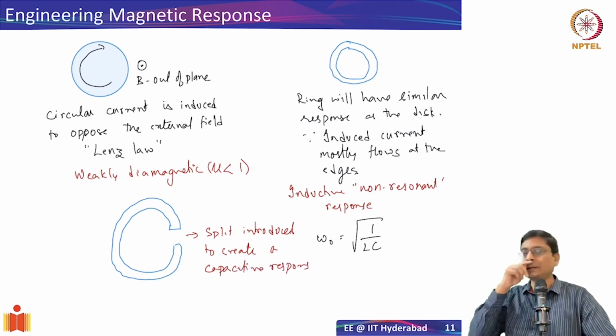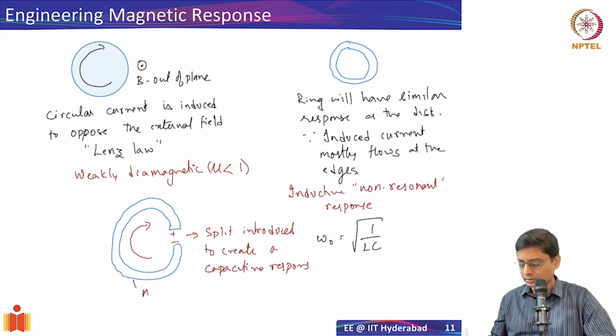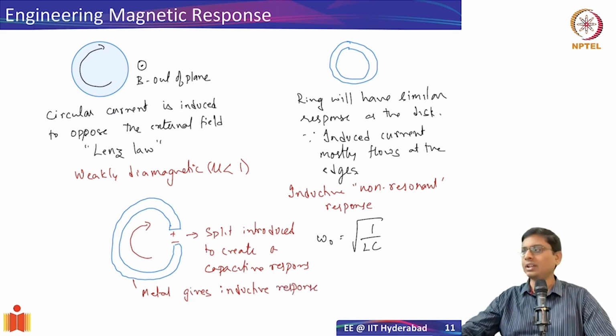And we already said that if I think of the magnetic field out of the plane, I'm going to have a current which is going to be flowing in this direction. So I'm going to have a charge accumulation here, plus and minus. So the gap gives you the capacitive response, and the metal gives you the inductive response. Okay. So with such a structure, I can create a metamaterial.